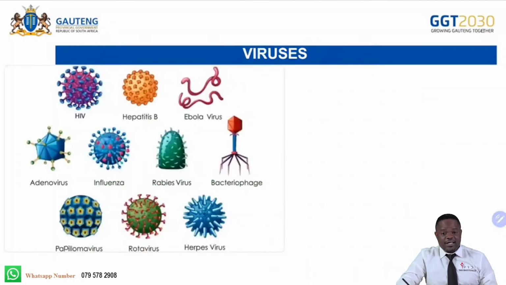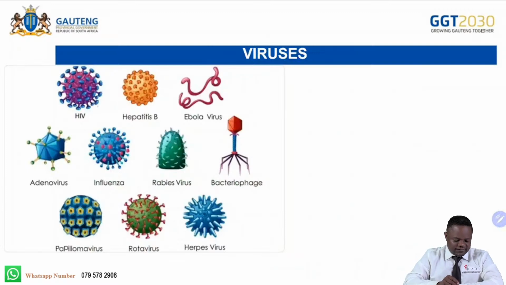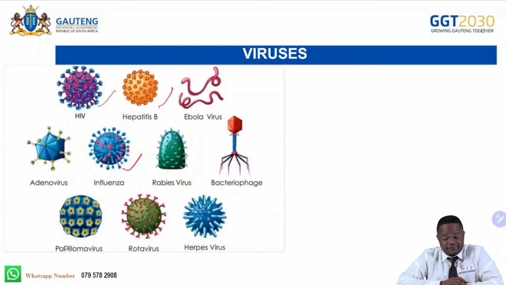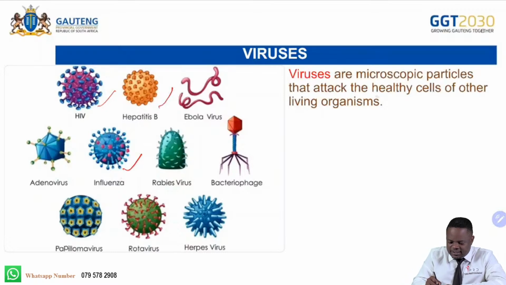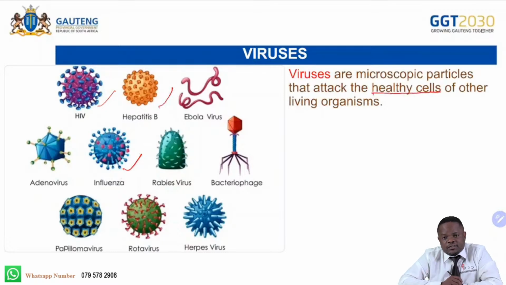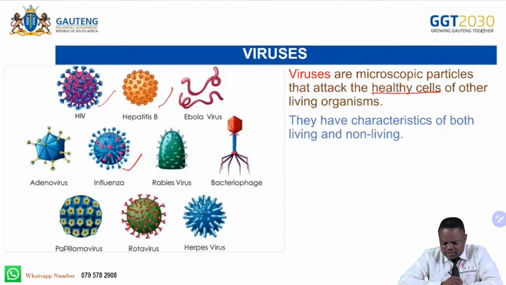We proceed to the next class, that is our viruses. Typically, we have the HIV virus, hepatitis, influenza, so many kinds of viruses. The interesting one which we started with was COVID-19. Remember, that is also a virus. And our viruses are also microscopic. We cannot see them. What they do is they attack healthy cells in other living organisms. And they have the characteristics of both living and non-living things.